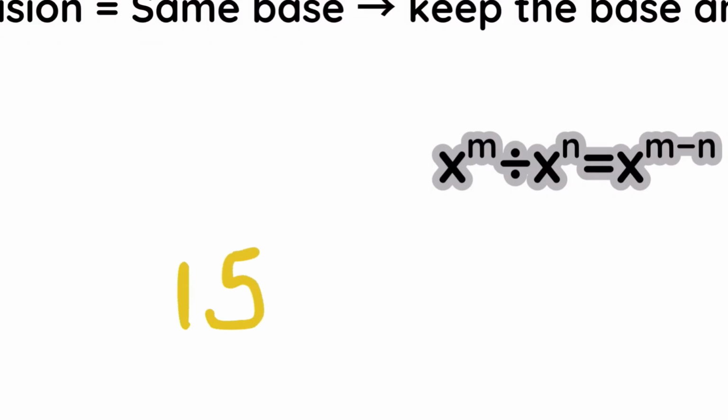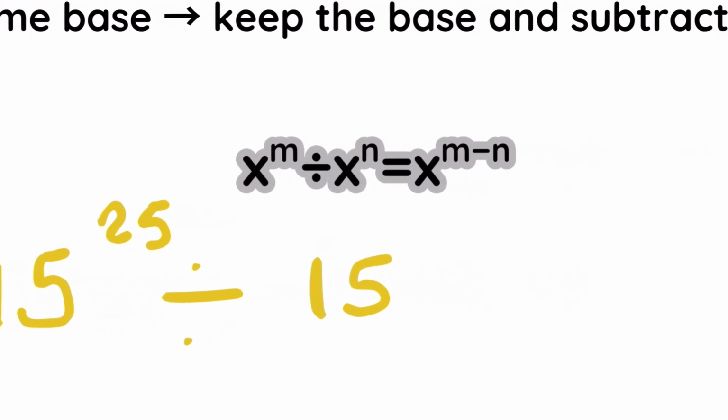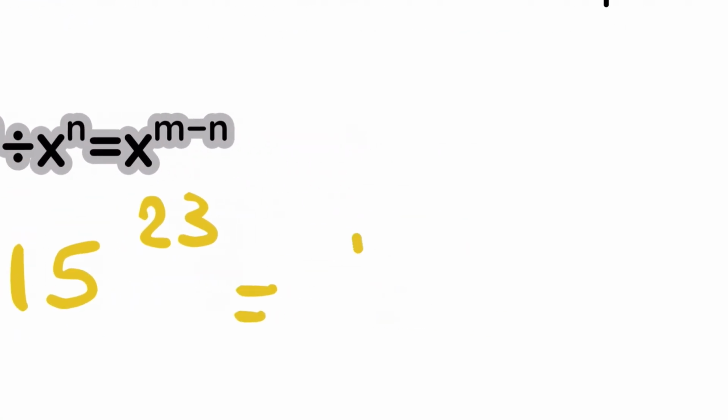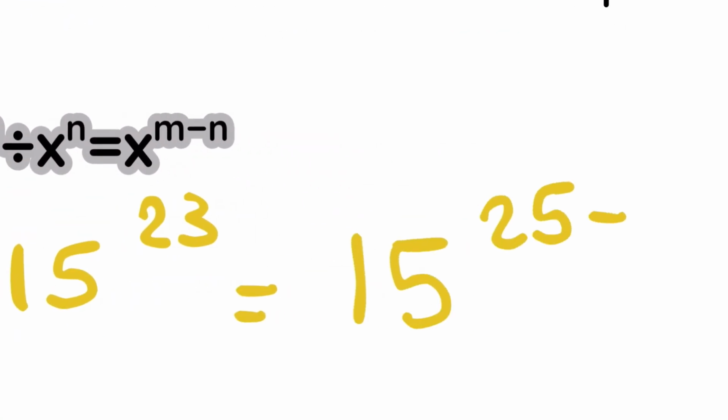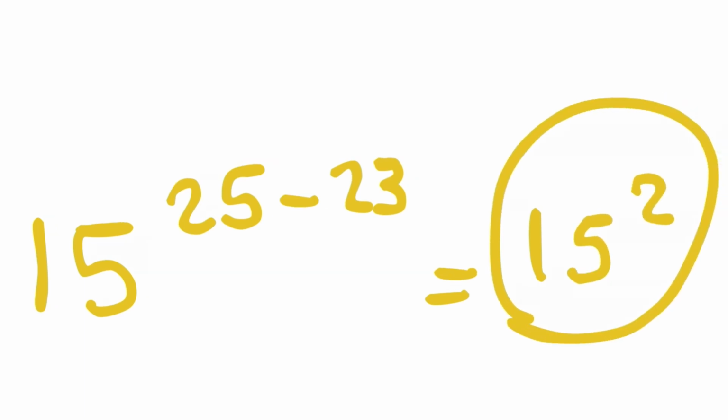So for example, I have 15 to the power of 25 divided by 15 to the power of 23. At this time, the base will stay the same and the exponents will be subtracted. 25 minus 23 is going to be 15 to the power of 2.